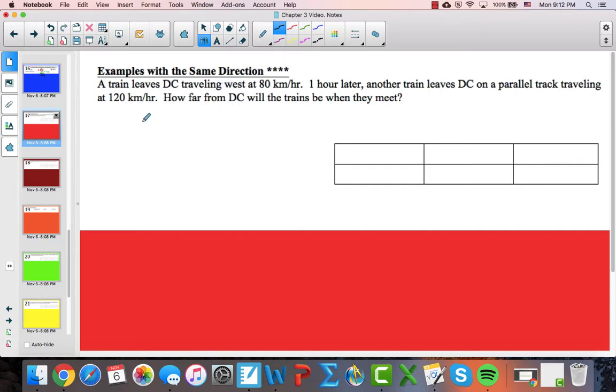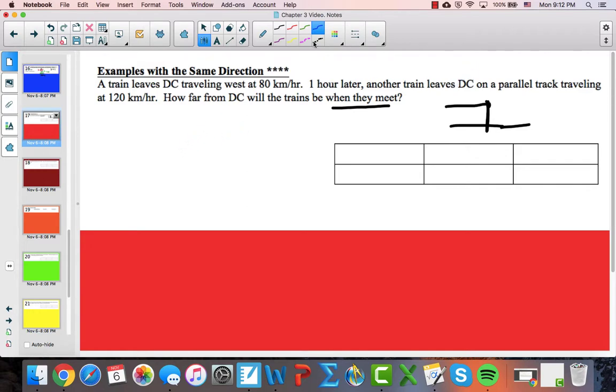So here we have a train. It leaves DC traveling west at 80 kilometers an hour. 1 hour later, another train leaves DC on a parallel track traveling at 120 kilometers an hour. How far from DC will the trains be when they meet? Okay, so first of all, here's the first one, and here's the second one. They meet when their distances are equal.